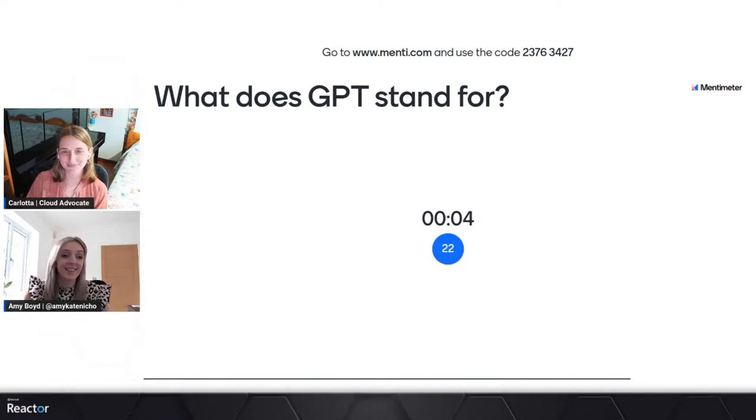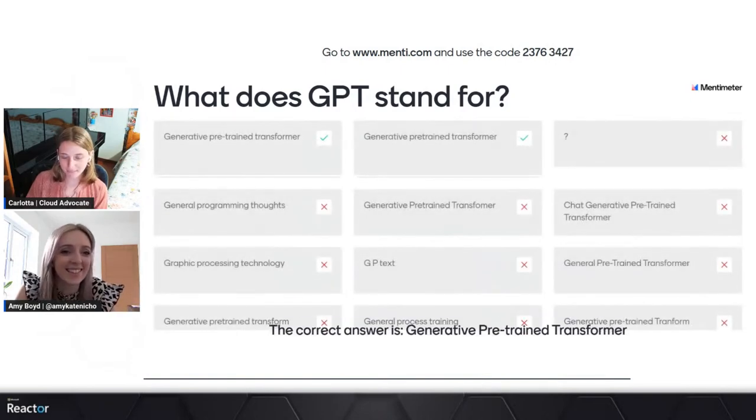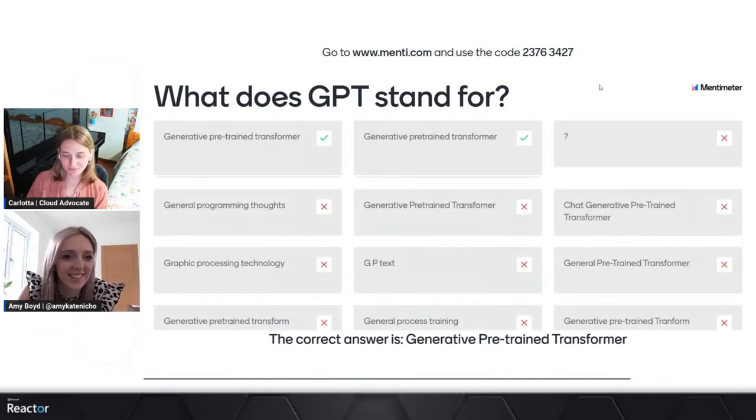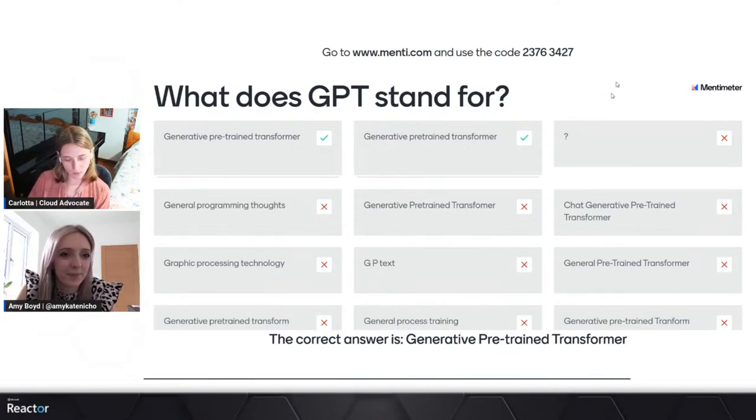Keep doing it. And even the ones that haven't been right, they make sense. It's the right area. So again, we have quite a good answer here. GP text, generative pre-trained transformer, graphic processing technology. This is not really true, but thanks for guessing.